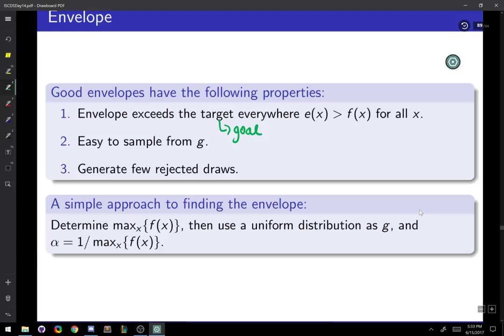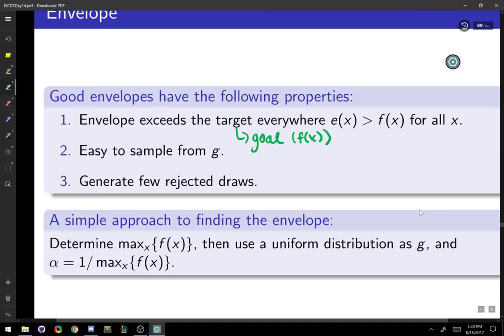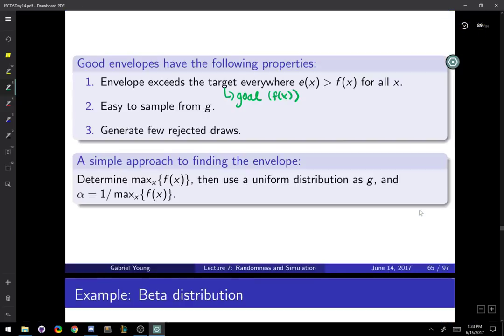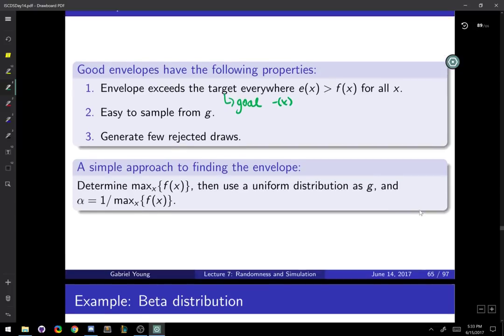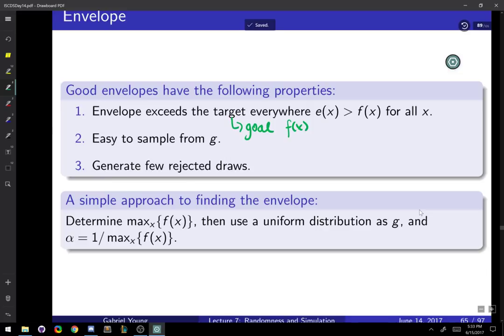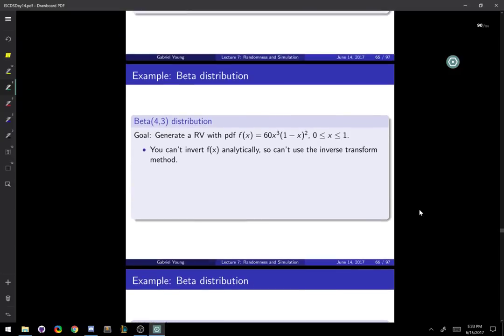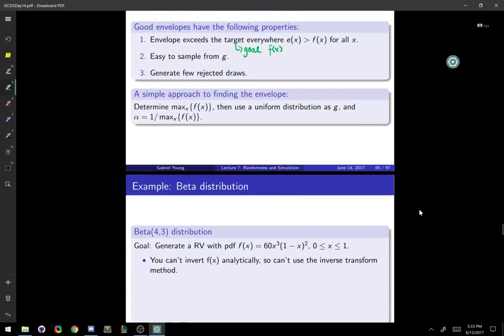Okay. Determine the maximum of f and then use a uniform and set alpha to be 1 over the max. In fact, let me make sure that's not the same. So it might be the reciprocal of that. Do you start with a standard uniform distribution in g? Like, it has to be the same support as f. This is going to be very misleading in the next example. That question, students always get wrong because they start with a standard uniform. Yeah. But in fact, let's look at this question. I'll revisit that potential typo.